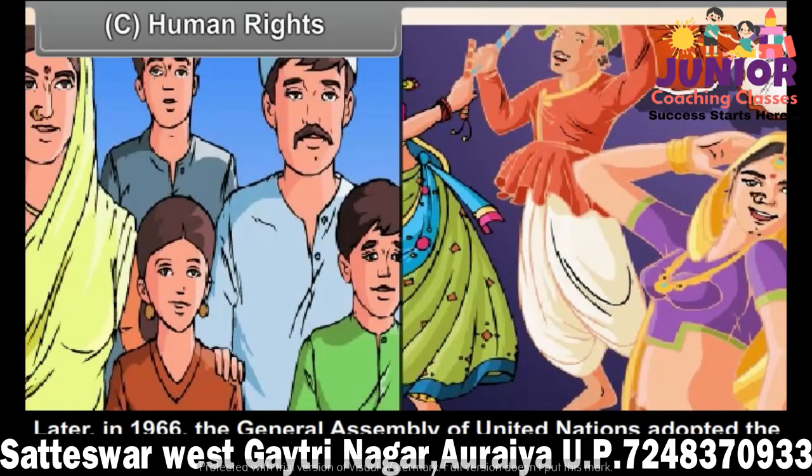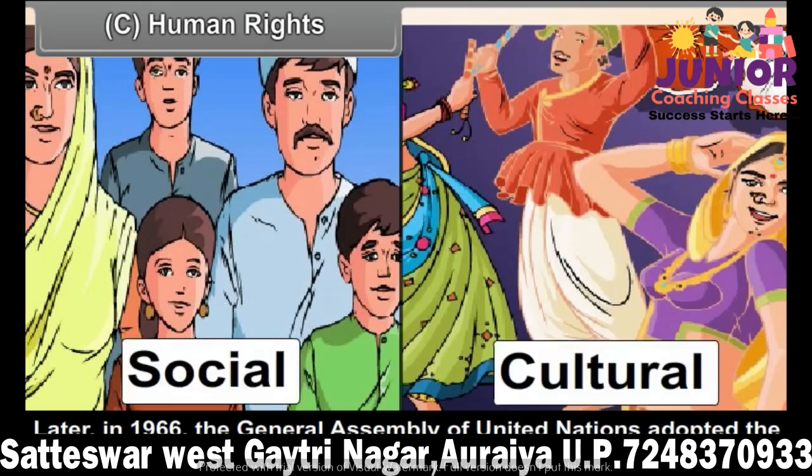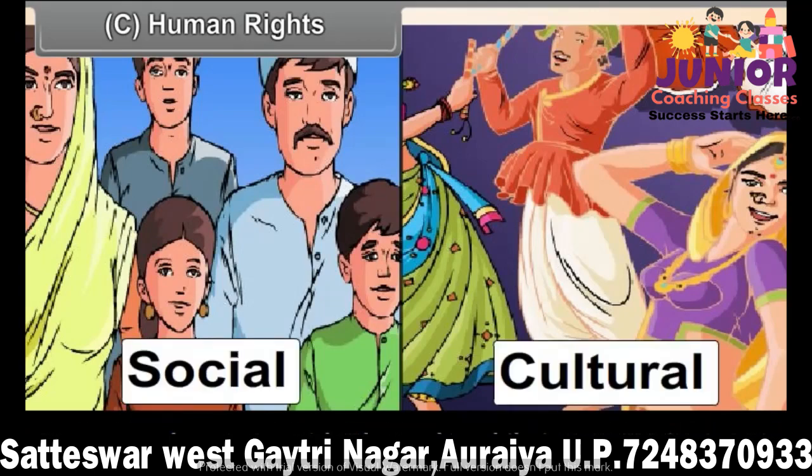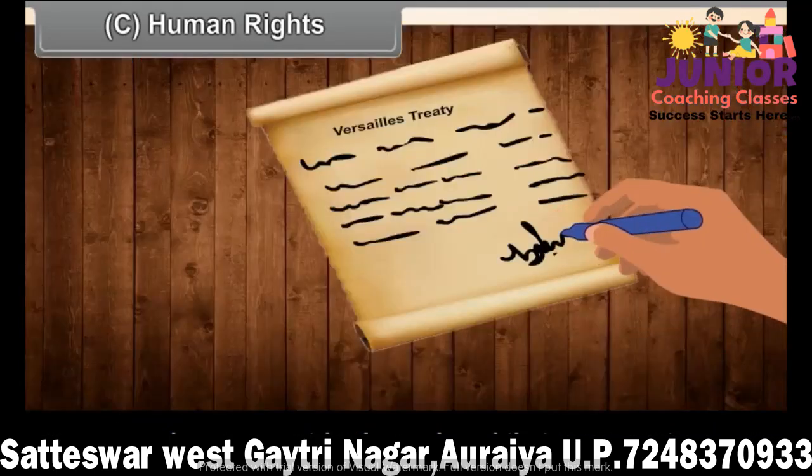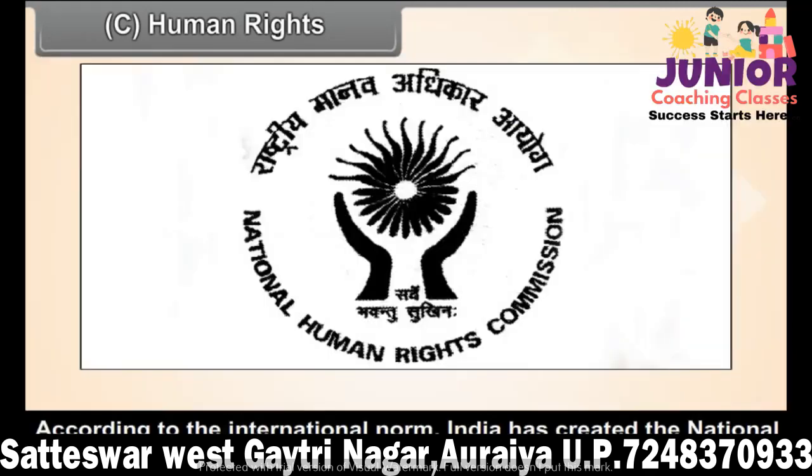Later, in 1966, the General Assembly of the United Nations adopted the International Covenant on Economic, Social and Cultural Rights, and many countries have signed that agreement. According to the international norm, India has created the National Human Rights Commission in 1993.